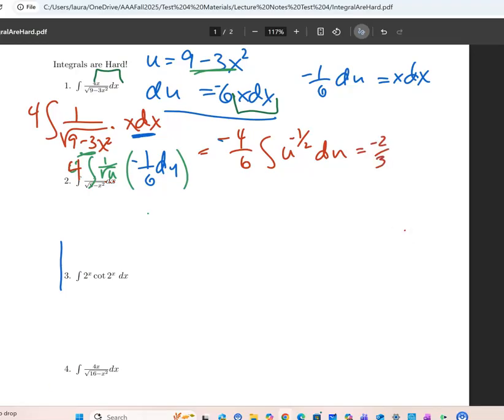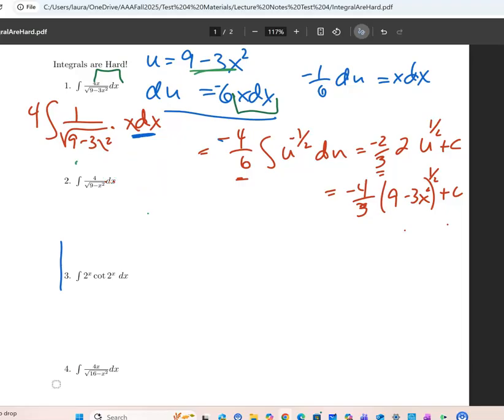So that's negative 2/3, right? Just simplifying that, I get u to the 1/2 times 2 plus a c, so I get negative 4/3. And then put the x's back in to the 1/2 plus c, and we're done. All right, so it was a good choice to make u equal to the inside function because the derivative of it was hanging around.